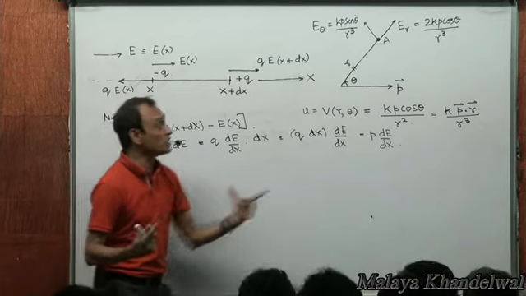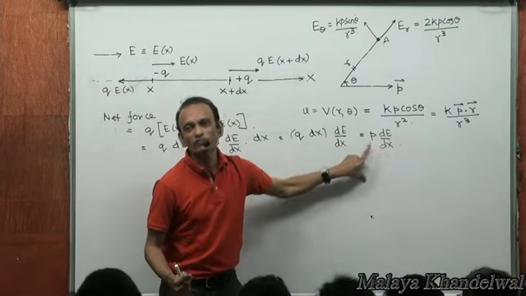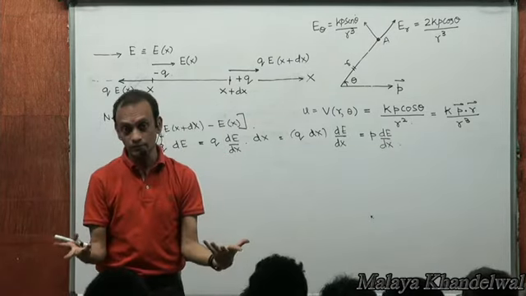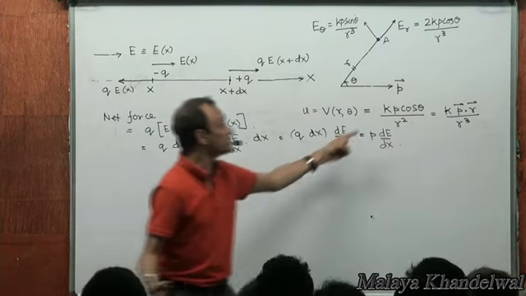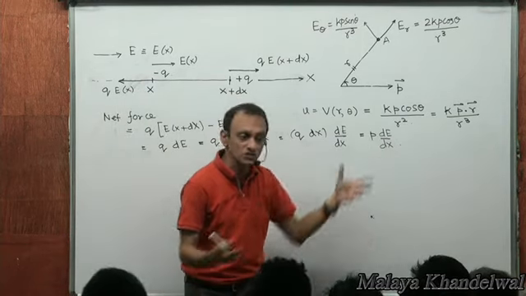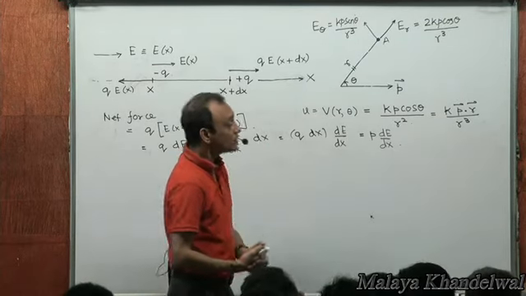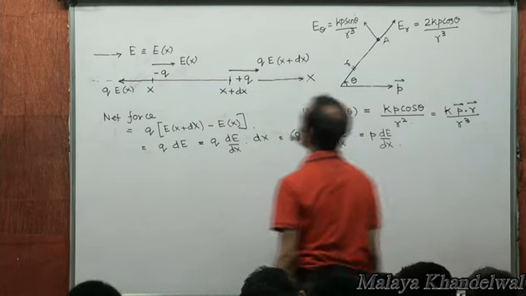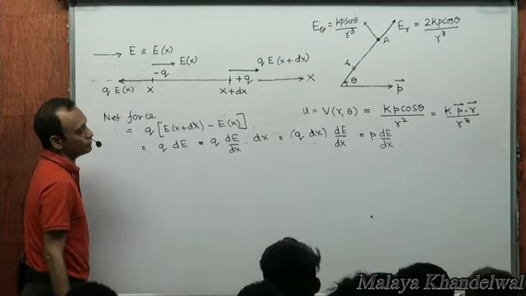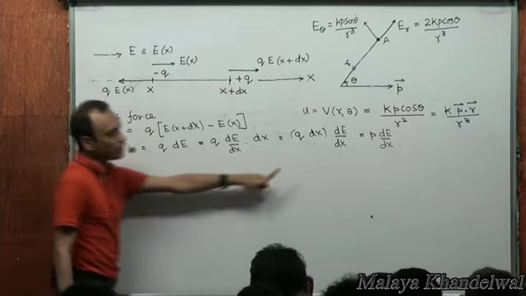If the electric field is constant, dE/dx will be 0. The force experienced will be 0 very clearly. Yes or no? If E is constant, dE/dx would have been 0 and the force experienced would have been 0 evidently. Right? Let me explain what I mean by this. So this is an important result.